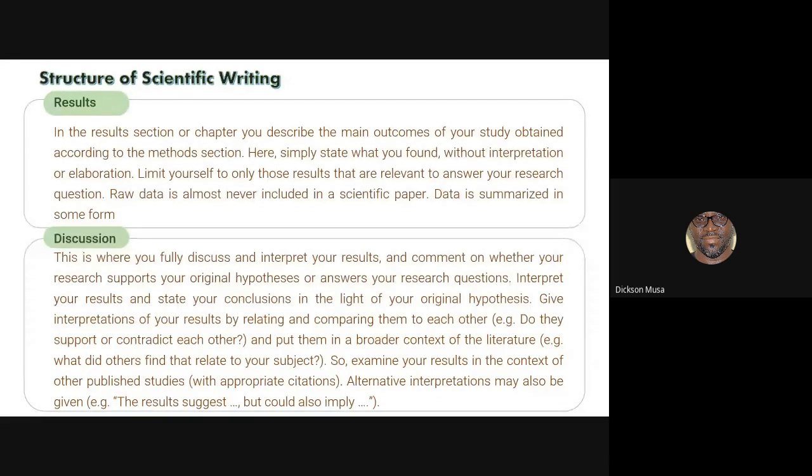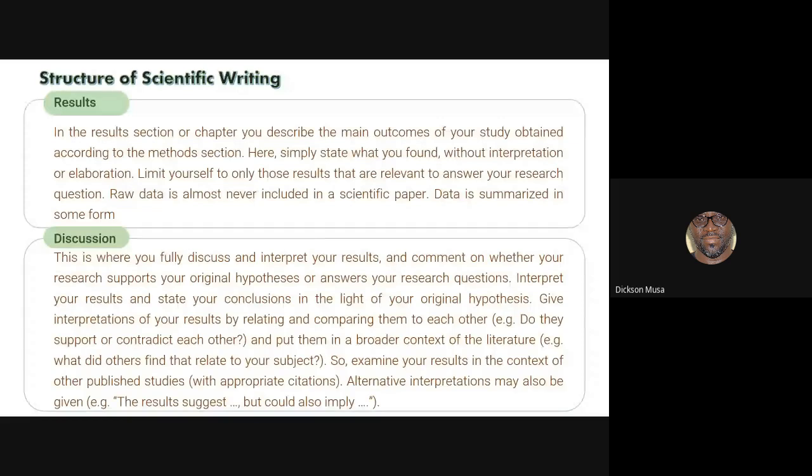And usually you have to clean your data before you report it. You don't report your raw data. You clean it before you put it in the results section. But while cleaning it, you are not elaborating or interpreting it. The elaboration and interpretation come in the discussion section. This is where you fully discuss and interpret your results. You comment on whether your research supports your original hypothesis or answers your research questions. You interpret your results and state your conclusions in the light of your original hypothesis.